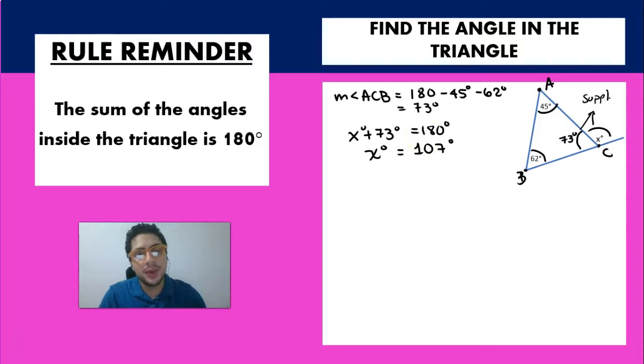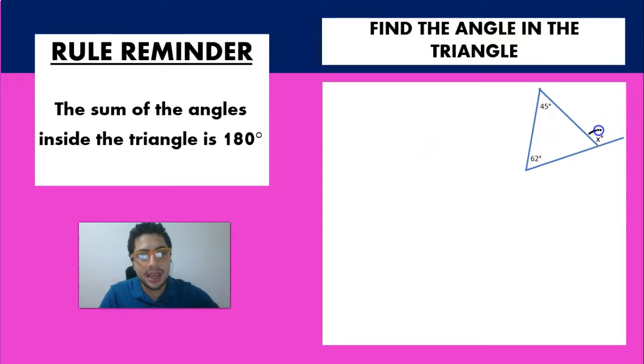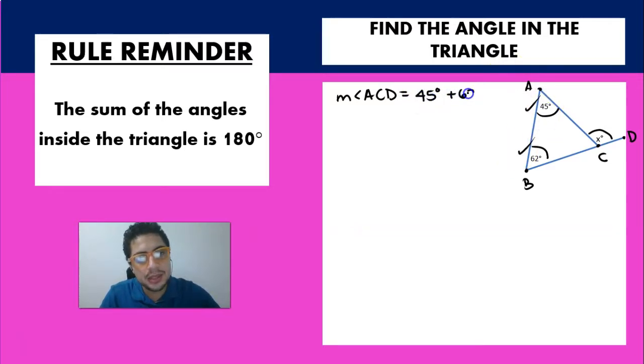Now, remember that I mentioned that there were actually two ways in which we could do this? Well, the other way is that whenever we have an exterior angle, like this one, the measurement of the exterior angle is always going to be the sum of the two other angles. So it is way, way faster. So in this case, if we have A, B, C, the measurement of angle ACD is just going to be the sum of the other internal angles. So it's going to be equal to 45 degrees plus 62 degrees.